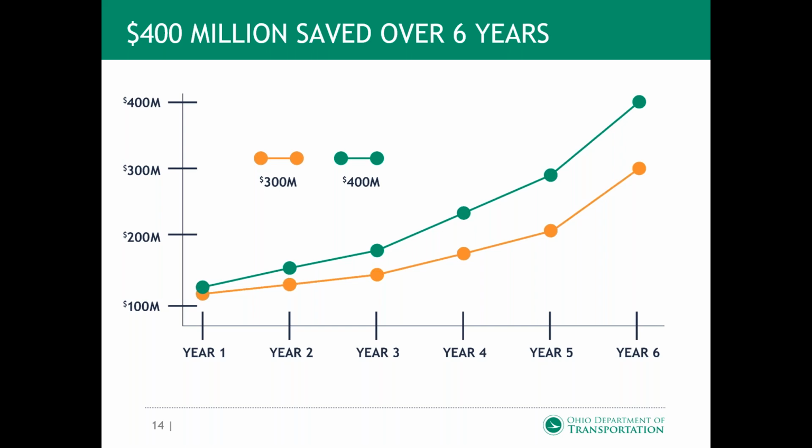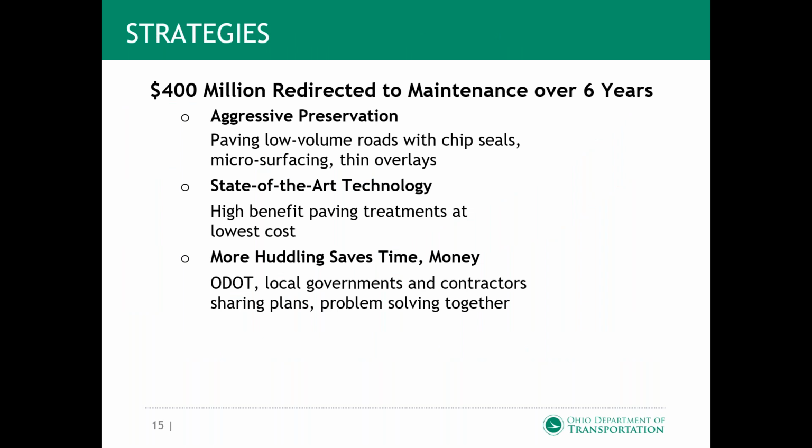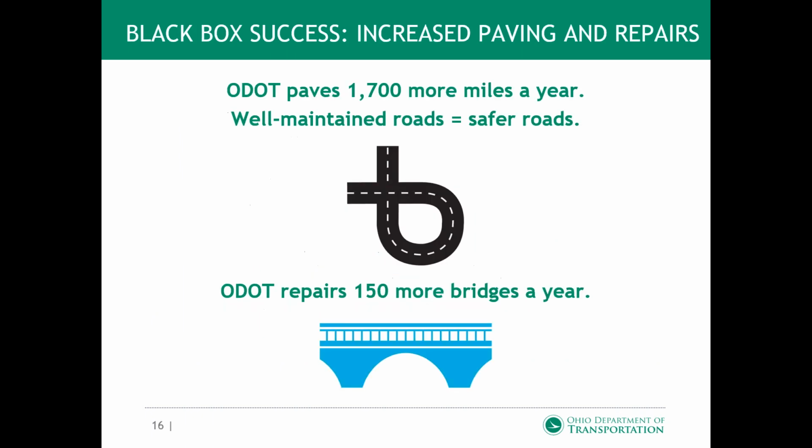And I know some of the questions are, well, how in the world did you measure how you were getting this efficiency? And so the efficiency came in a lot of different ways. We're using aggressive preservation treatments, the state-of-the-art technology, the more collaboration. But what we were doing was allowing us to pave 1,700 more additional miles per year. And we feel like we're maintaining them safer because of the collaboration. And we were touching about 150 additional bridges, as well as additional culverts. And so that's where we were getting a lot of the savings from.